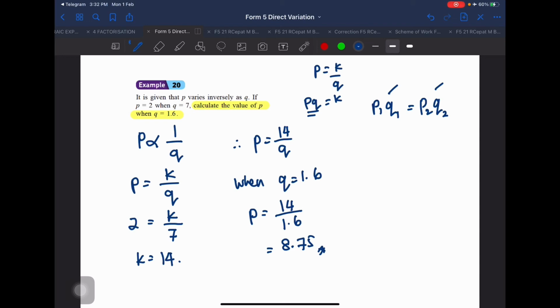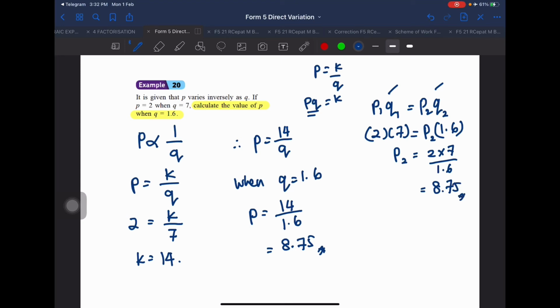So P1 is 2, Q1 is 7, equal to P2 times Q2. Q2 is the second value, 1.6. So P2, cross multiply, you get 2 times 7 over 1.6. So you will get the same value, 8.75. So this is an alternative method where you use the concept of proportion.